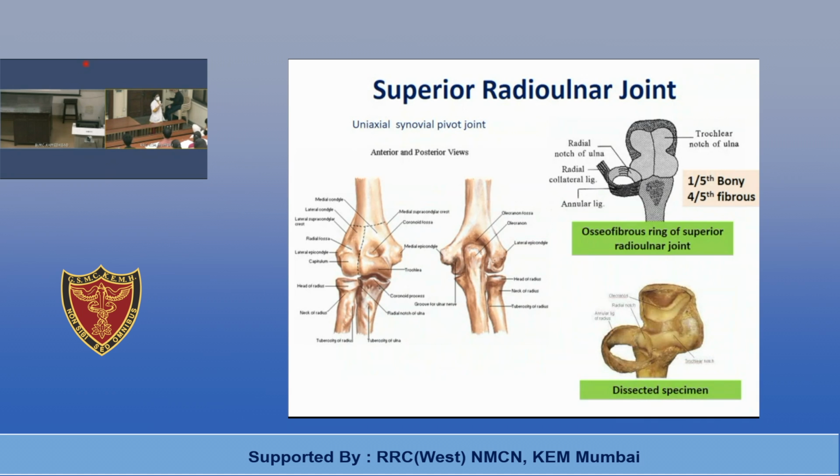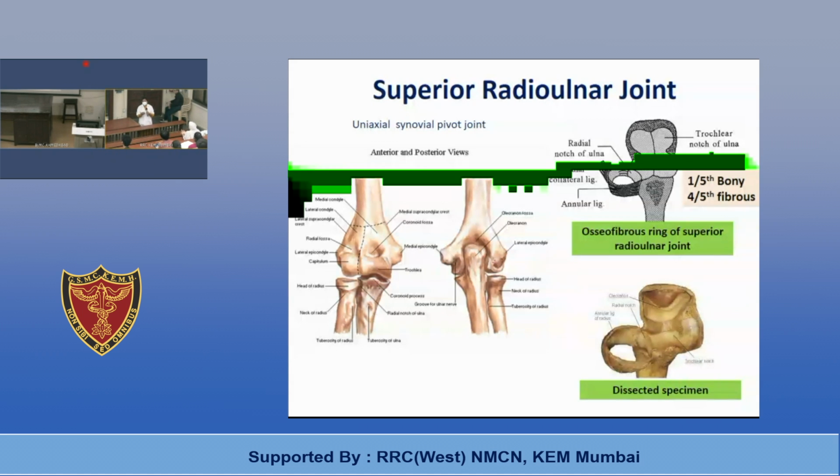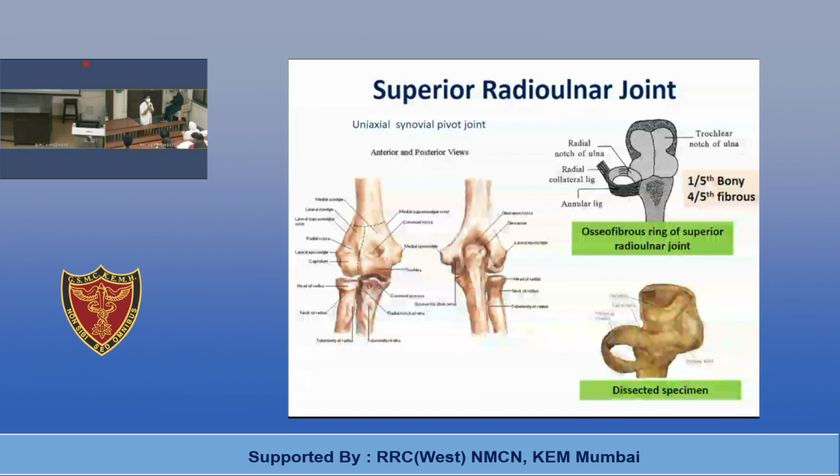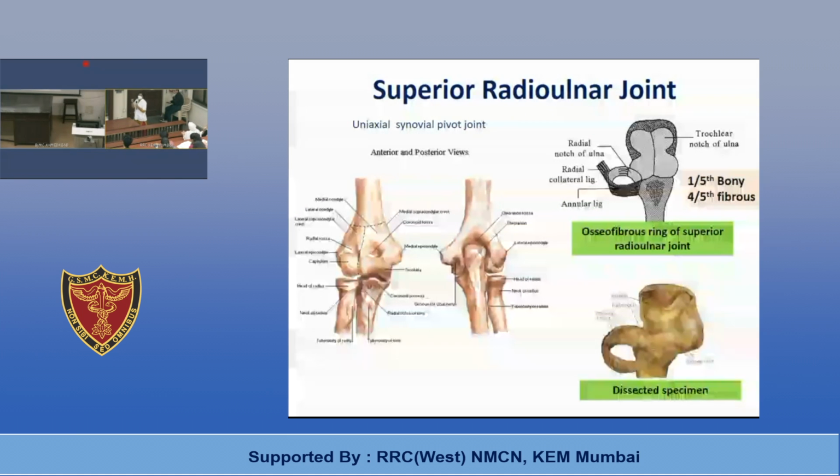So the capsule is along the peripheral margin of the articulating surfaces. So where is the synovial membrane then? It lines the inner surface of the capsule. In some places you will get extensions of the synovial membrane, either communicating with the main synovial cavity or cut off from the main synovial cavity.